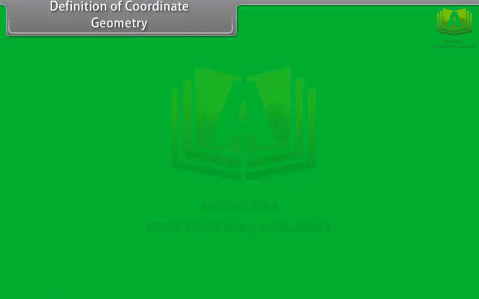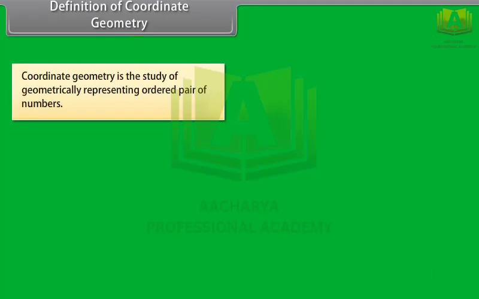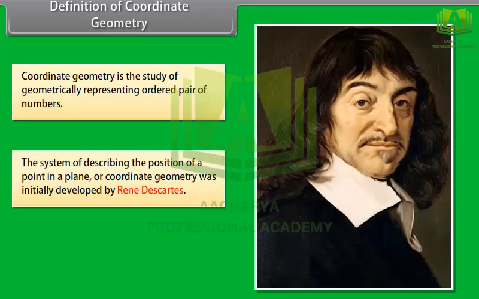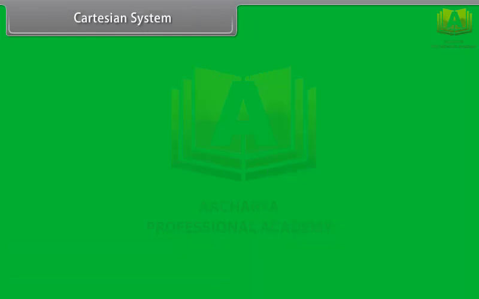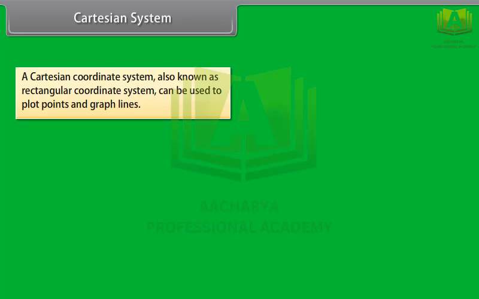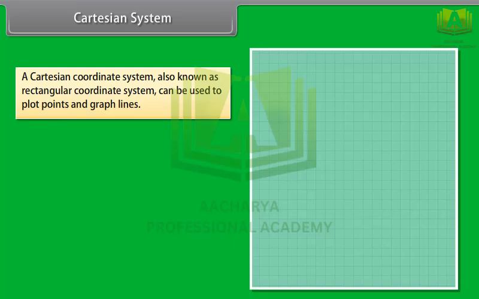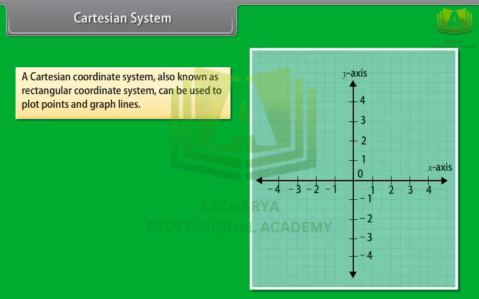Definition of coordinate geometry. Coordinate geometry is the study of geometrically representing ordered pairs of numbers. The system of describing the position of a point in a plane in coordinate geometry was initially developed by René Descartes. This system is often called the Cartesian system. A Cartesian coordinate system, also known as the rectangular coordinate system, can be used to plot points and graph lines. It is basically a set of two number lines, the x-axis and the y-axis.